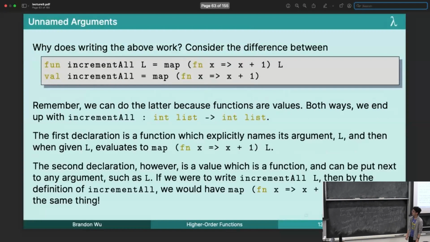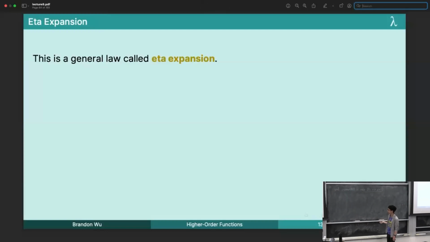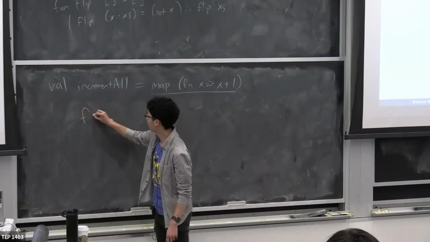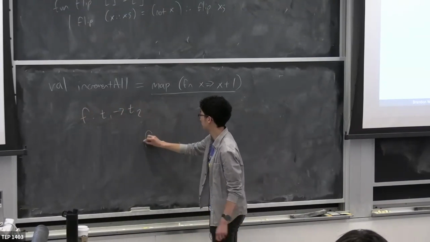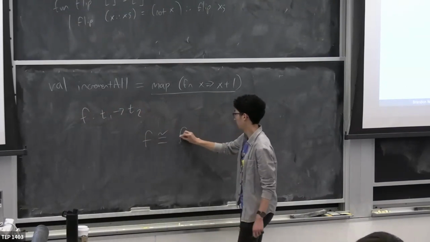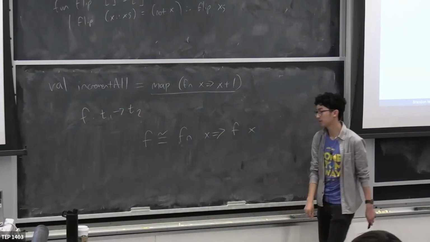Okay, this is just the justification I just gave you. This is something called eta expansion. This is not super important, but you can say it to sound cool to your friends at parties. The idea is that if I have f of type t1 to t2, f is always extensionally equivalent to fn x goes to f x. Does everyone see why this is?